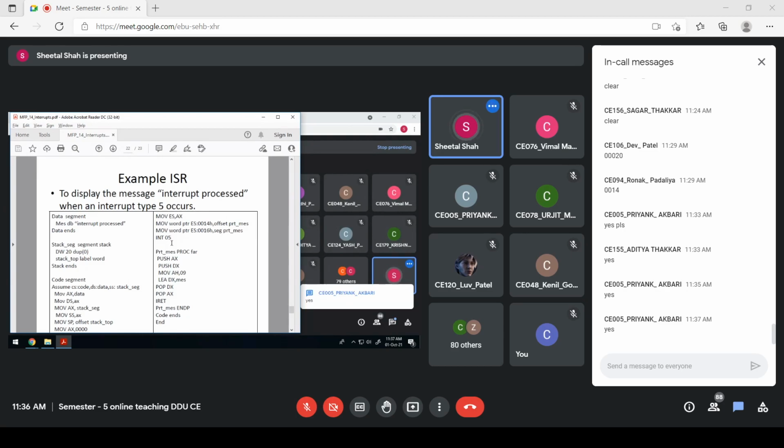How about others? So you may be wondering why this ES value is 000. Why you have used this ES? And why it is initialized to 0? No, it is not that.